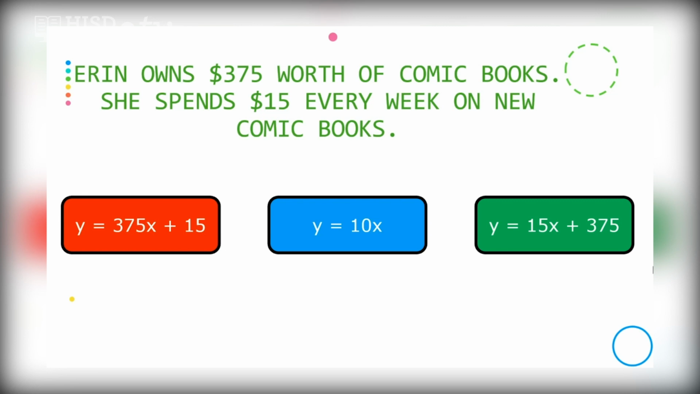And now it's your turn. The problem says Erin owns $375 worth of comic books. She spends $15 every week on new comic books. Based on this verbal description, you're going to pick the correct equation. You're going to have a couple of seconds.